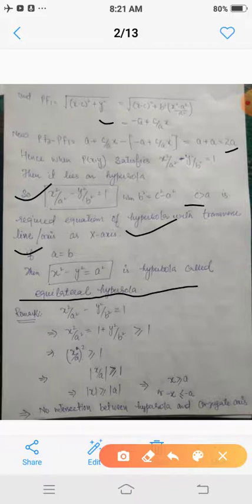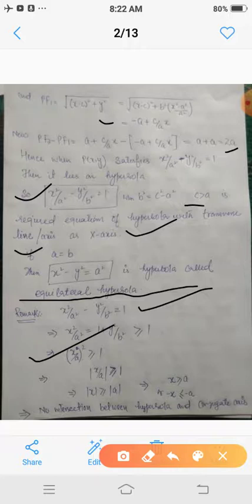Now when this transverse axis is along the x-axis, then its equation is x square upon a square minus y square upon b square equals 1, which implies that x square upon a square equals 1 plus y square upon b square. Now 1 plus a positive quantity means that its value is greater than or equal to 1, which implies that (x by a) whole square is greater than or equal to 1, or simply modulus of x by a is greater than or equal to 1, or mod of x is greater than or equal to mod of a.